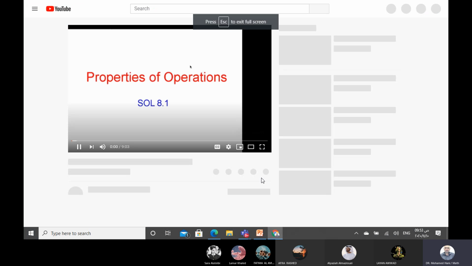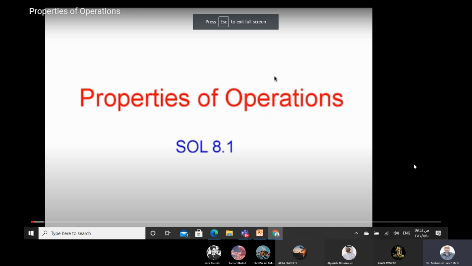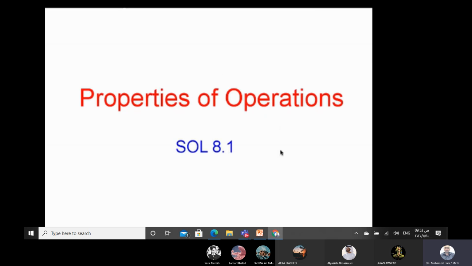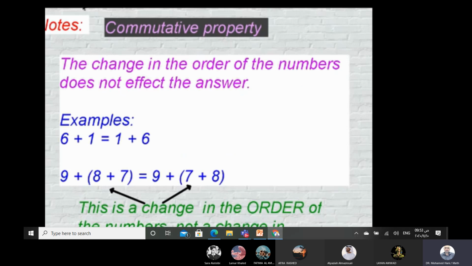For this video, we're going to be discussing the properties of operations. These properties are probably things that you've seen before, and we're going back over them to review because this year we're going to be using these properties to justify our steps when we simplify operations and when we solve equations. So let's get started with the first property, the commutative property. The commutative property is all about ordering.